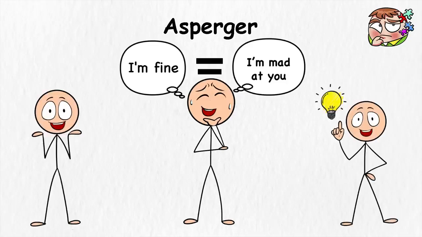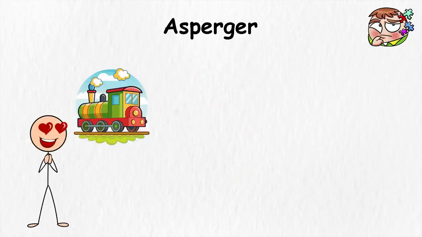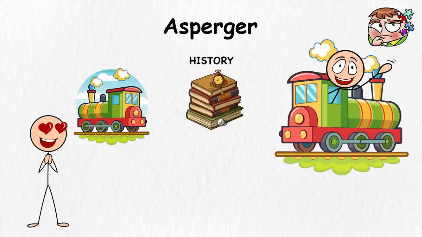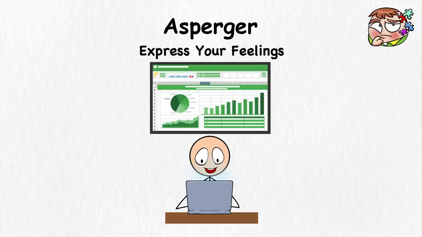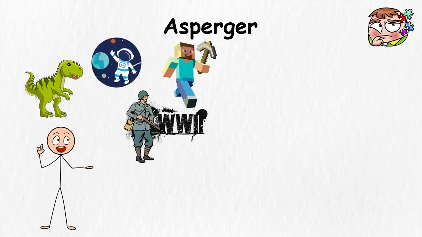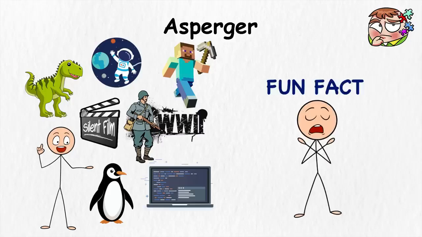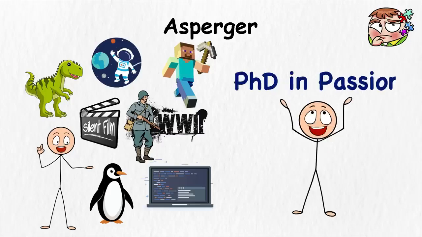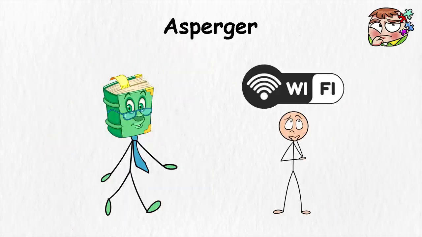Now, one thing you should also know is that people with Asperger's don't do casual. If they love trains, they don't just ride them, they know the history, mechanics, schedule, and probably have a spreadsheet called Express Your Feelings. Whether it's dinosaurs, astronomy, Minecraft, World War II, coding, silent films, or penguins, they go deep. Not fun fact deep, but PhD in passion deep. They're basically walking encyclopedias with Wi-Fi powered by curiosity.